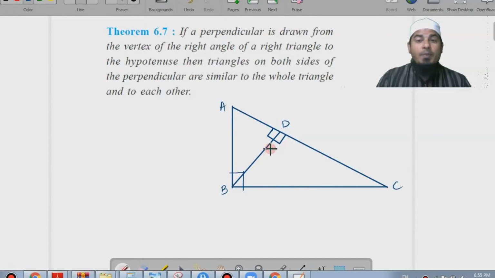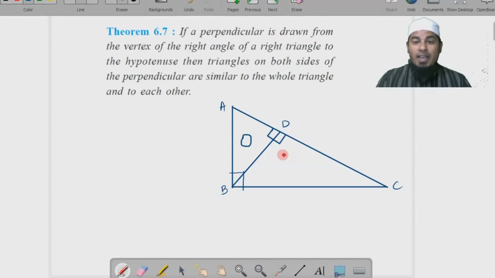From here, if the perpendicular is drawn to the hypotenuse, then it divides the complete right angle triangle into two parts. That is, this is one right angle triangle, another right angle triangle, and this statement tells that this smaller right angle triangle will be similar to the bigger one, and they both will be similar to each other. Then the triangles on both sides of a perpendicular are similar to the whole triangle and to each other. So let us prove this statement.